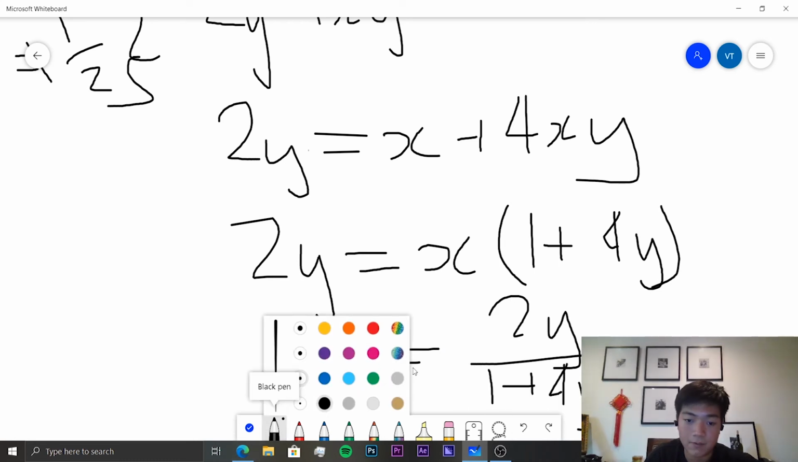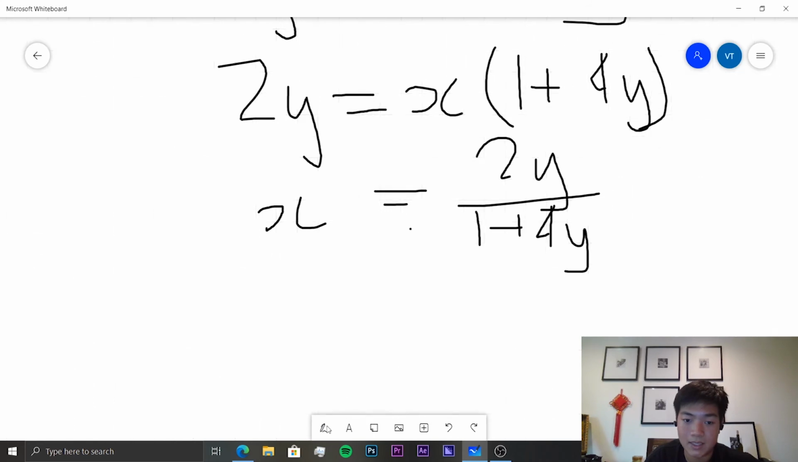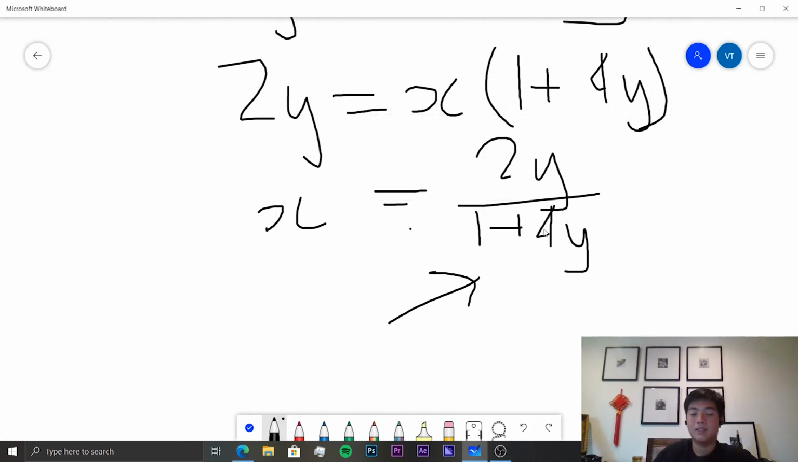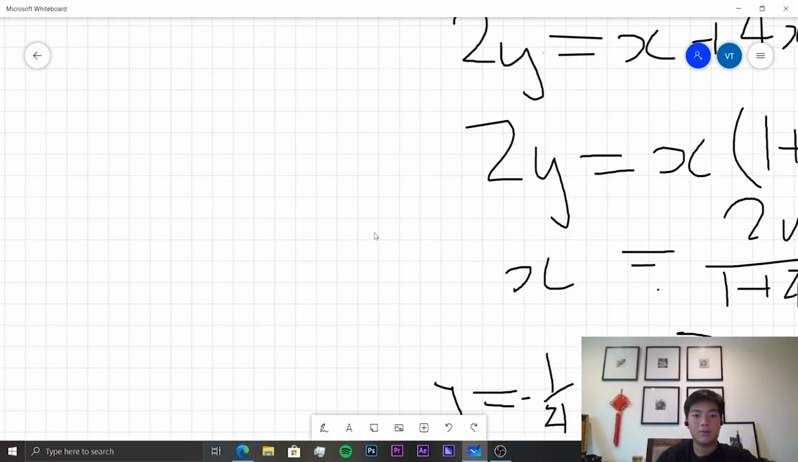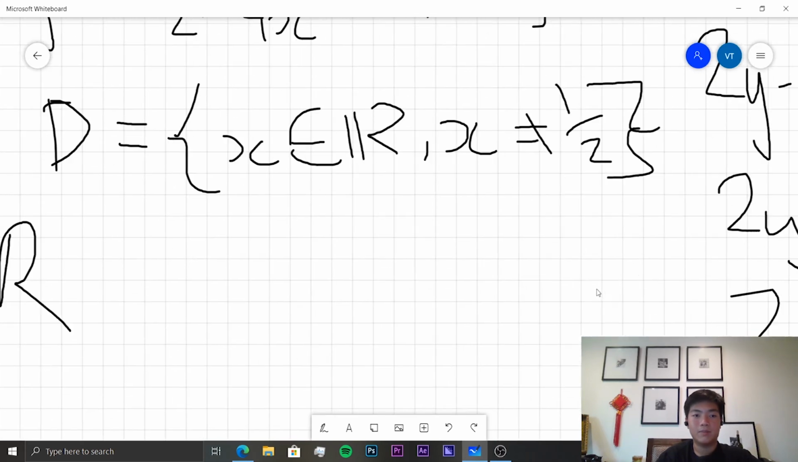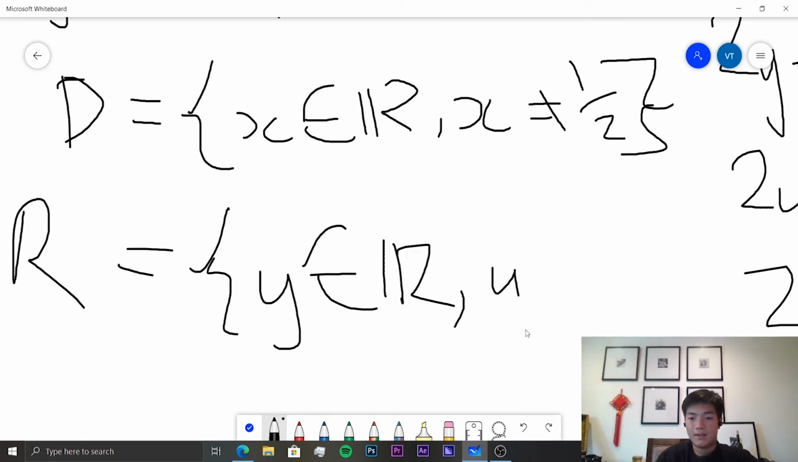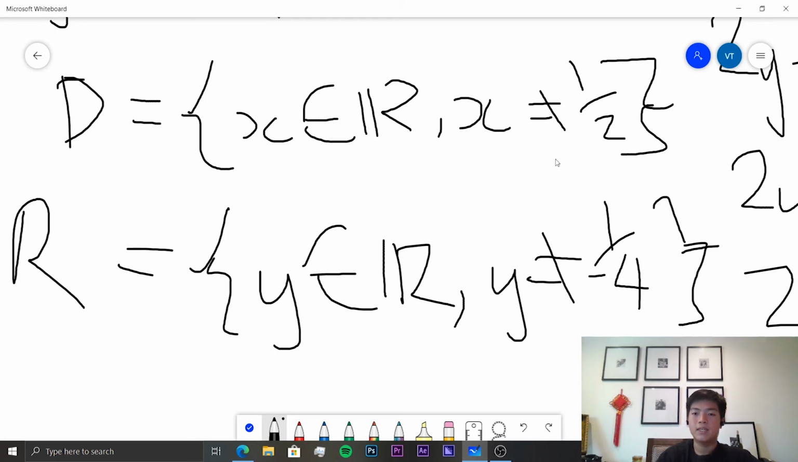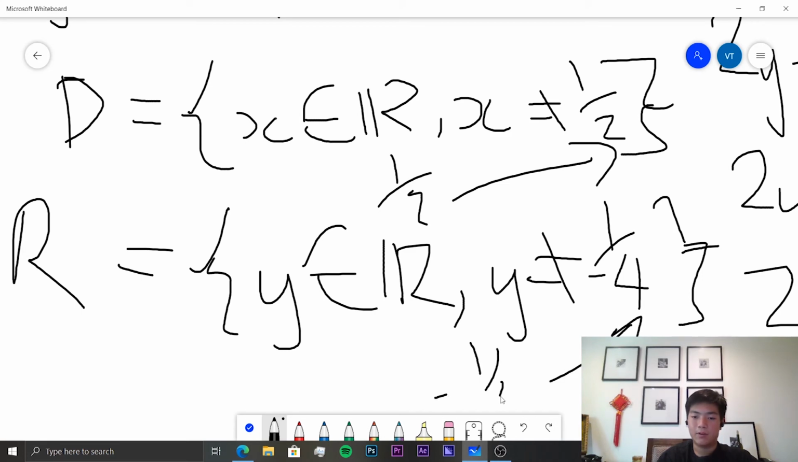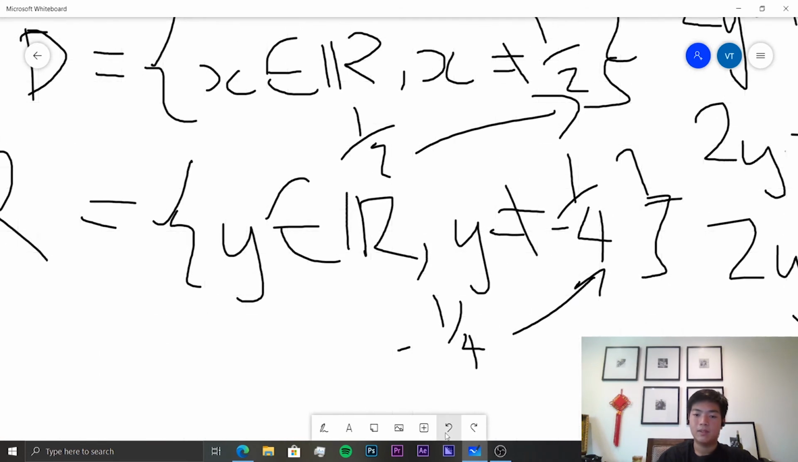And so now we need to find the values for which this denominator is 0 to get the range. And this denominator is 0 when y is equal to negative 1/4. Pretty simple. So our range is when y needs to be part of the real number set and not equal to negative 1/4. And of course, the vertical asymptote is 1/2, and the horizontal asymptote is negative 1/4. So that was pretty simple.